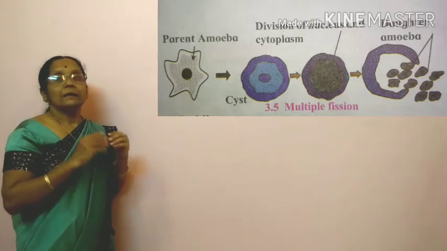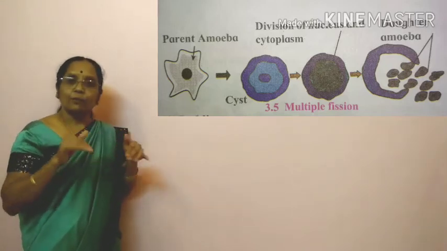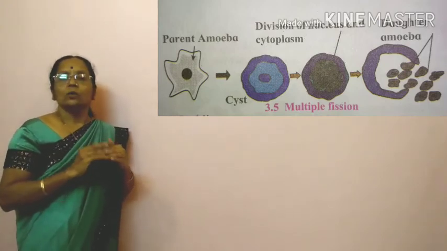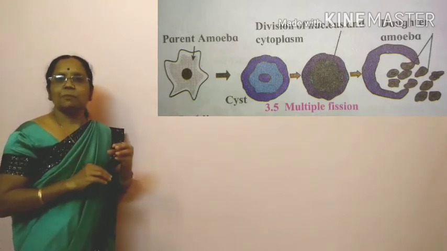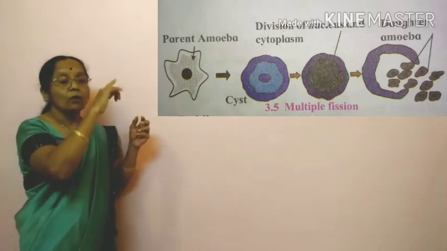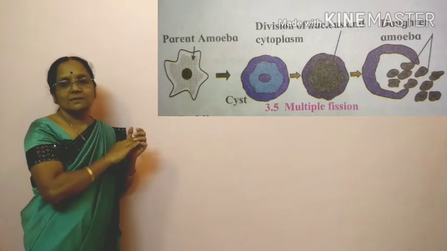And then the cytoplasm of the amoeba also gets divided into parts, and each part of cytoplasm goes around each nucleus.